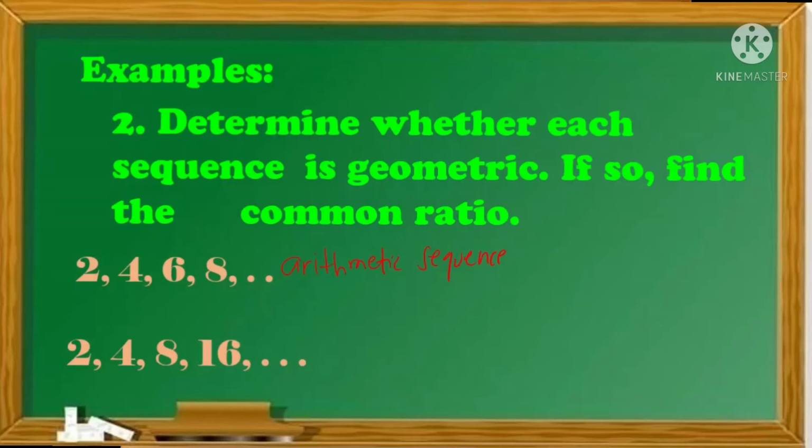In the next example, 2, 4, 8, 16. To get 4, we need to add 2. So 2 plus 2 is 4. 4 plus 2 is not 8. So therefore, we need to multiply by 2. 2 times 2 is 4, 4 times 2 is 8, 8 times 2 is 16. So this is an example of a geometric sequence.